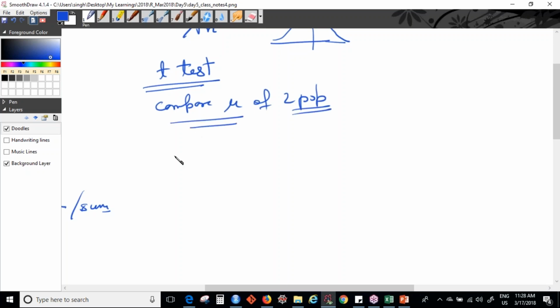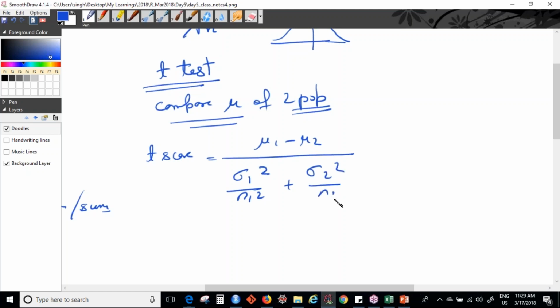So the formula for this is we find the t-score. How do we find this? We subtract the averages of the two samples from the two populations. We take sigma 1 square by n1 plus sigma 2 square by n2, and the square root of this. This will be our t-score.